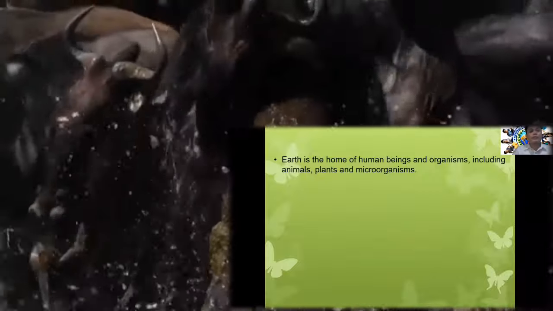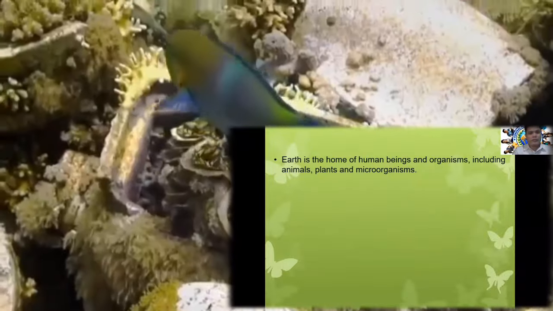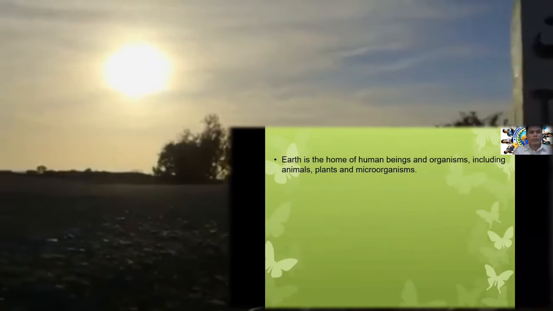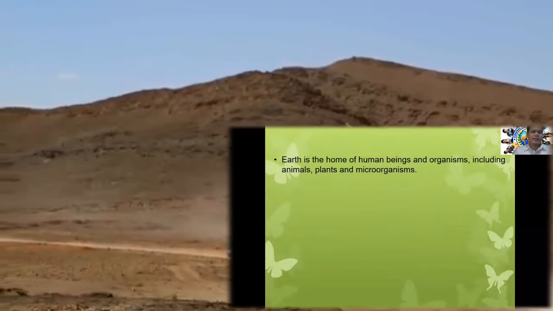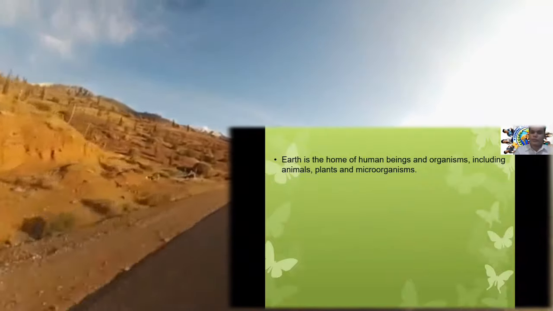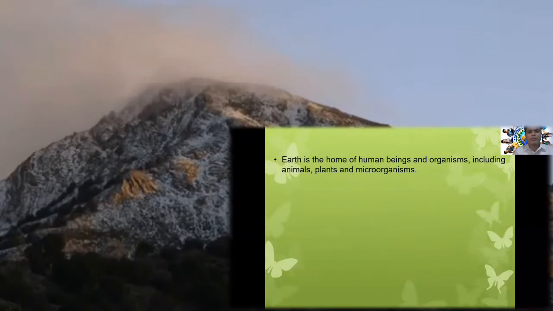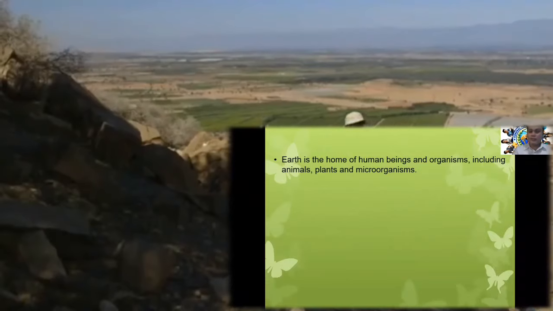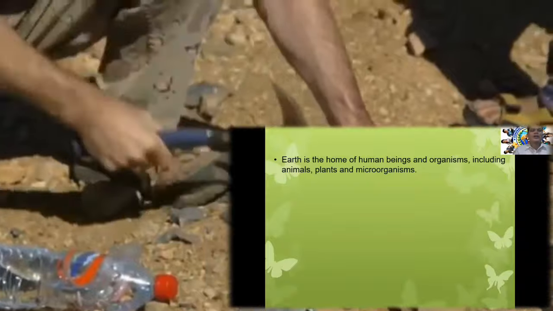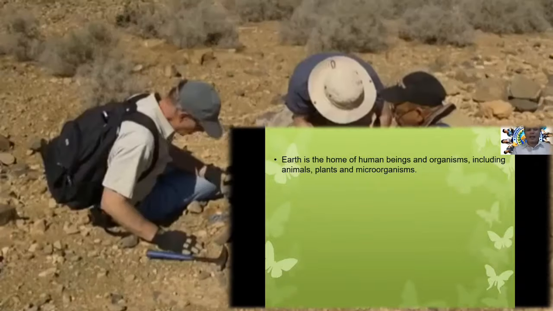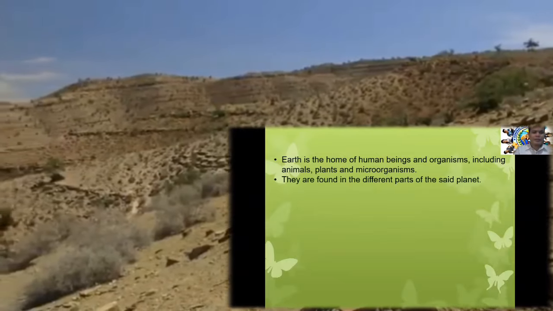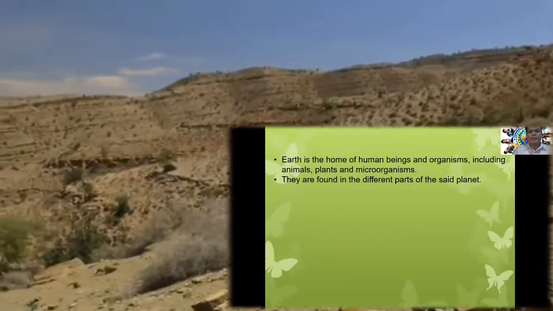Earth is the home of human beings and organisms, including animals, plants, and microorganisms. Kasi out of 9 planets, 8 planets, Earth lang yung mayroong means of life forms. Earth pa lang yung napapatunayan na pwede magkaroon ng life forms. Kaya nga, yung Earth is the home of all living organisms, human being, animals, and plants, and even microorganisms. They are found in different parts of the said planet.